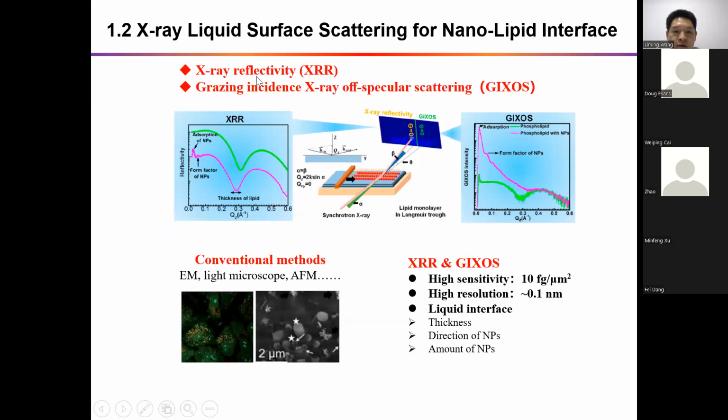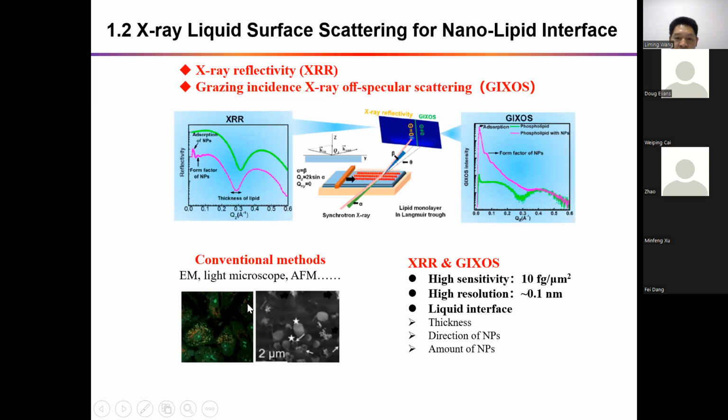X-ray reflectivity and GISAXS are two kinds of powerful scattering methods to study what happens to nanomaterials and lipids on the surface of liquid. These two techniques can provide higher sensitivity and higher resolution information than the conventional methods.